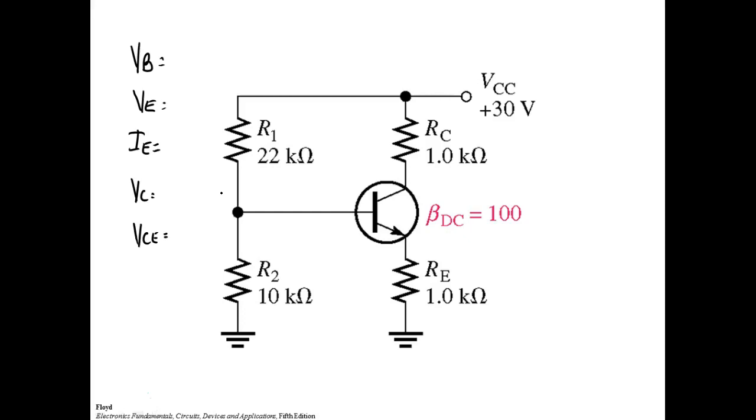So 10 divided by 32 times 30. So what do we got for VB? Come on, guys. What do we got for VB? What's that? 9.4 volts.